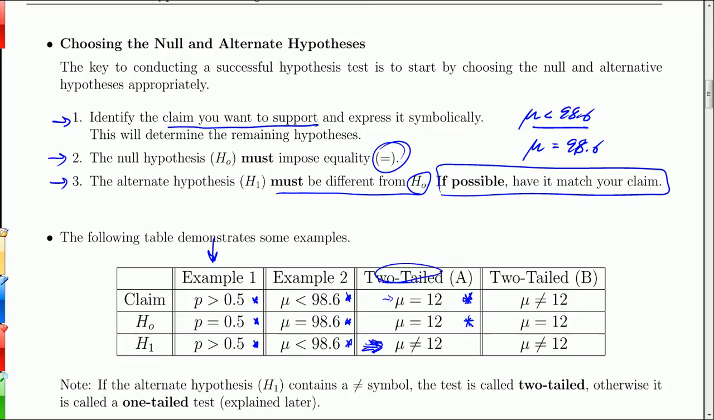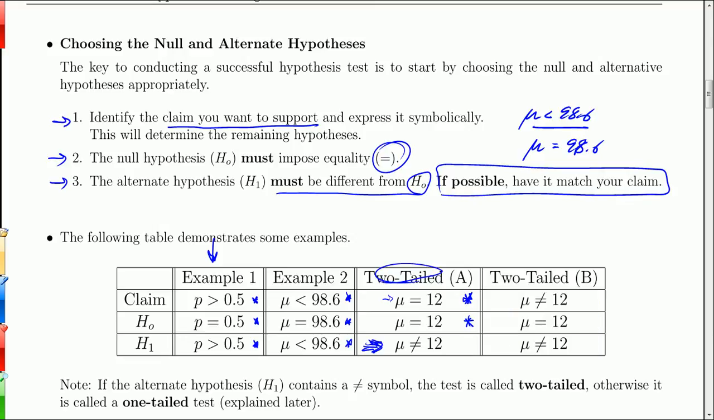Likewise, you might have claimed, all right, I claim the mean is not equal to 12. Well, the null hypothesis always gets the equal to sign, and in this case I have to have the not equal to sign because the alternate has to be different from the null, and support the claim if it can. So I'm good. I get to be different from the null and support the claim.